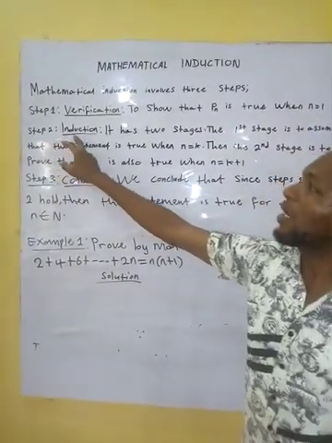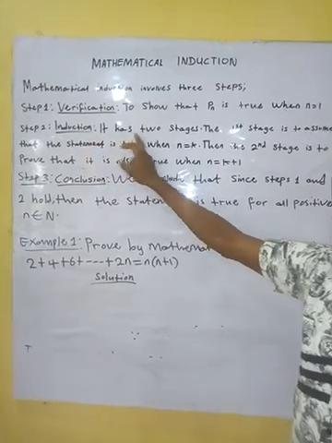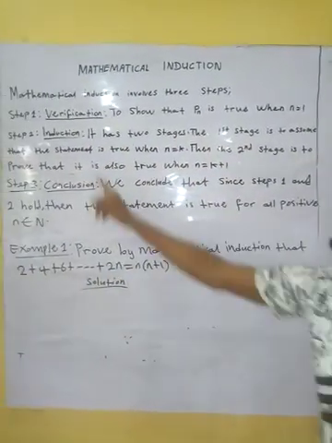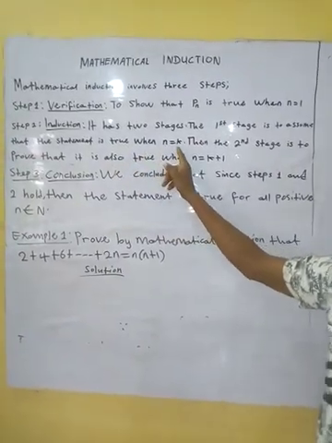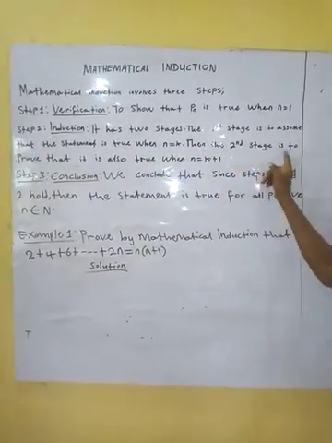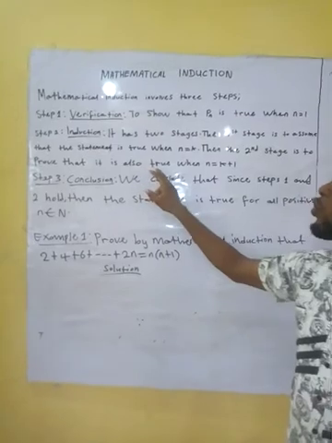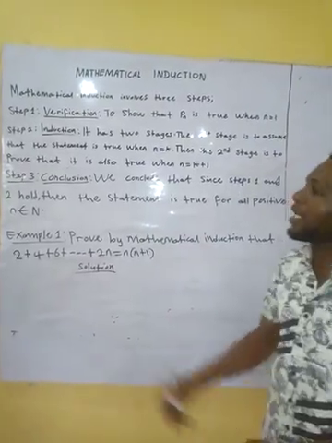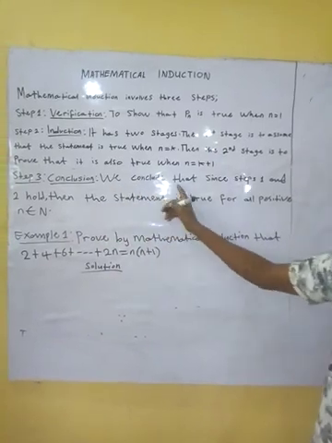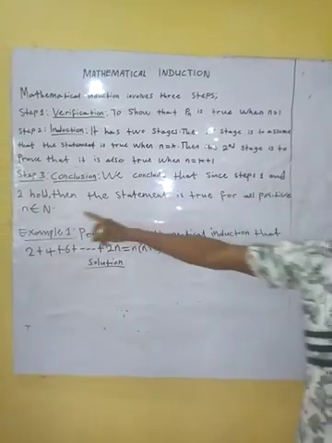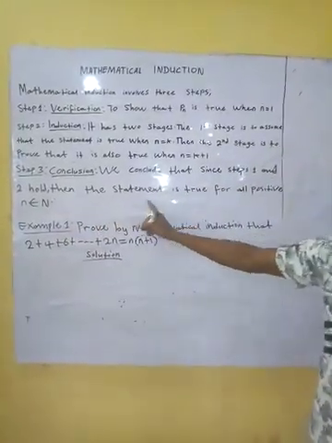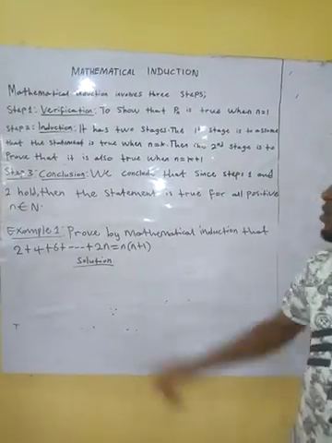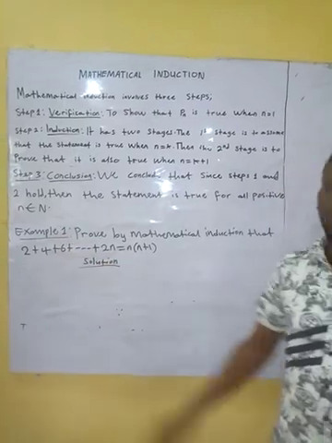Step 2 is known as induction. It has two stages. The first stage is to assume that the statement is true when n is equal to k. The second stage is to prove that it is also true when n is equal to k plus 1. The third step is conclusion. We conclude that since steps 1 and 2 hold, the statement is true for all positive integers n.